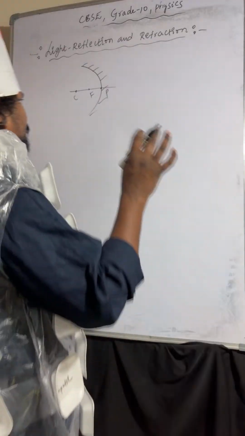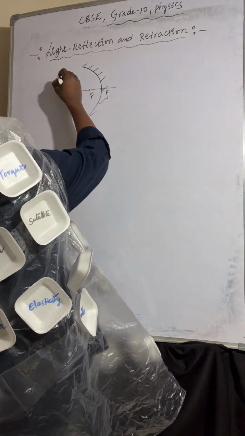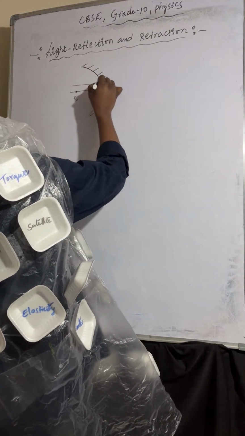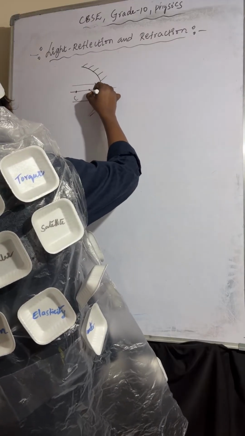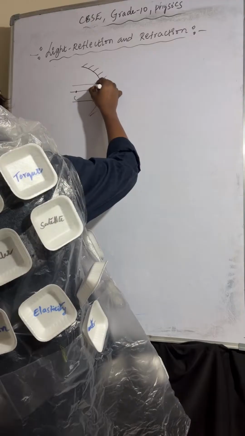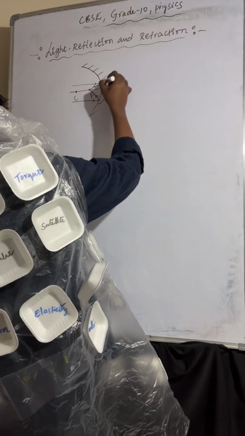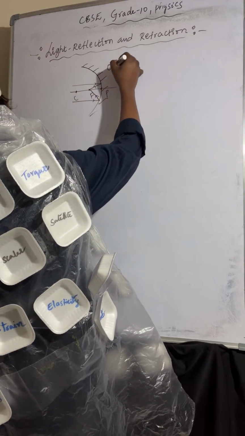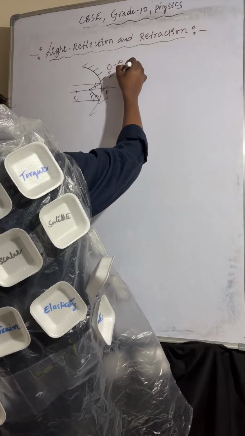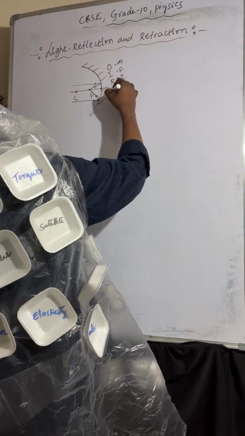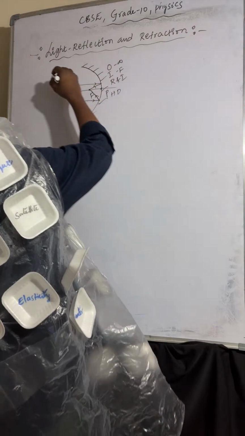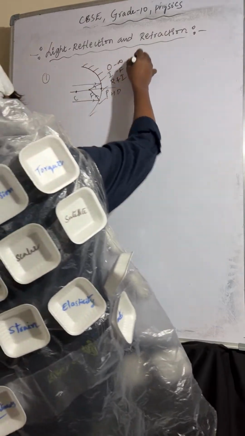After marking them, you can take the object. The object is at infinity. How many light rays are required to form the image of the object? A minimum of 2 light rays are required. Object is at infinity, image is formed at focus. Nature of the image is real and inverted. Size of the image is highly diminished. So that is point number 1.